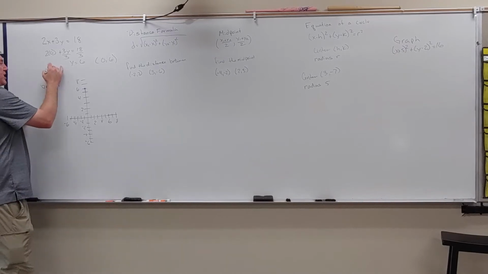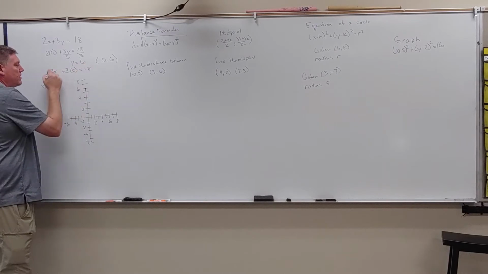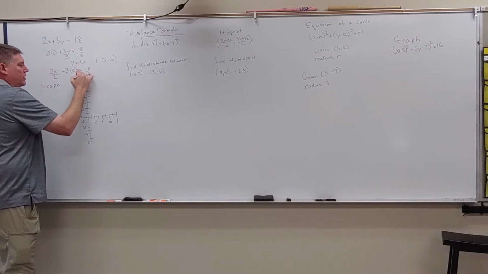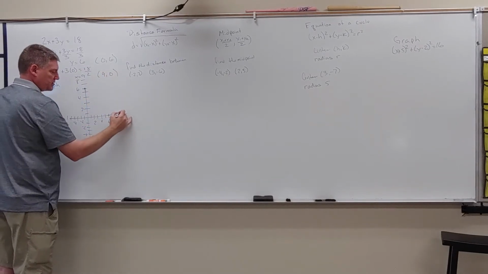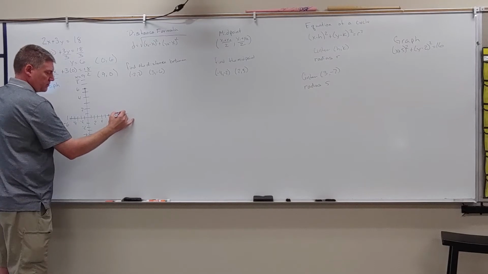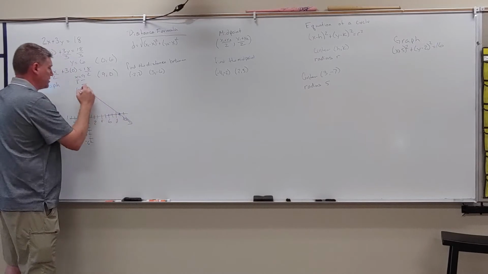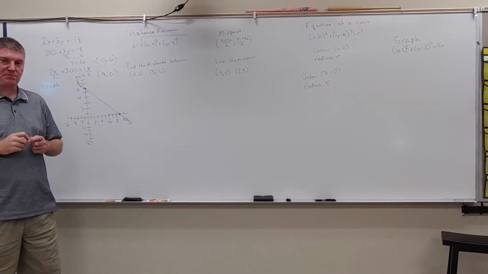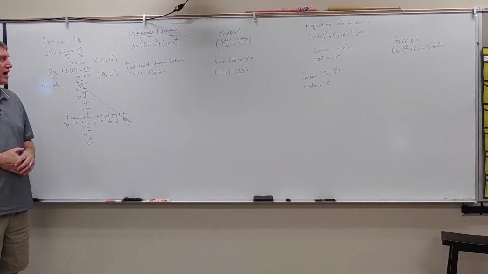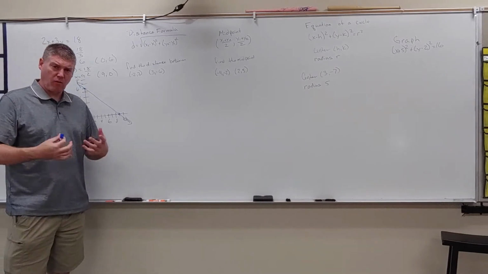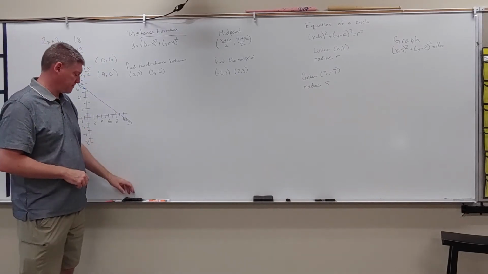Now to find my x-intercept, I'm going to plug a 0 in for y. Divide by 2, x equals 9. That gives me the coordinate (9, 0). I'm going to extend this out, 9, 10. So there's my x-intercept. Now I'm just going to connect those 2 points with a line, and there's my graph. I could have solved this into y equals mx plus b and plotted the y-intercept and then used the slope. But this is just a refresher on those x and y intercepts.